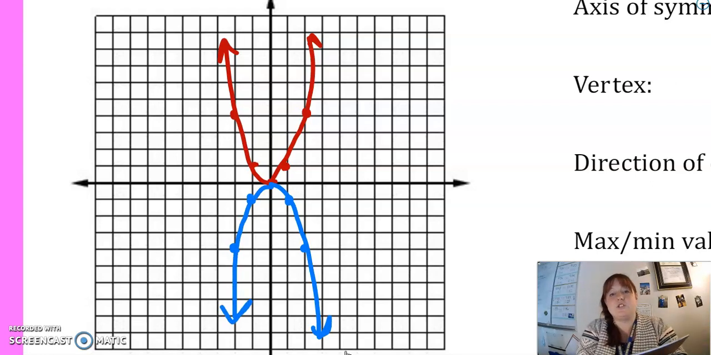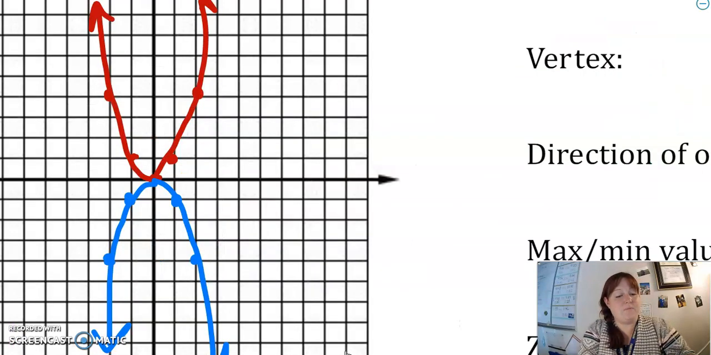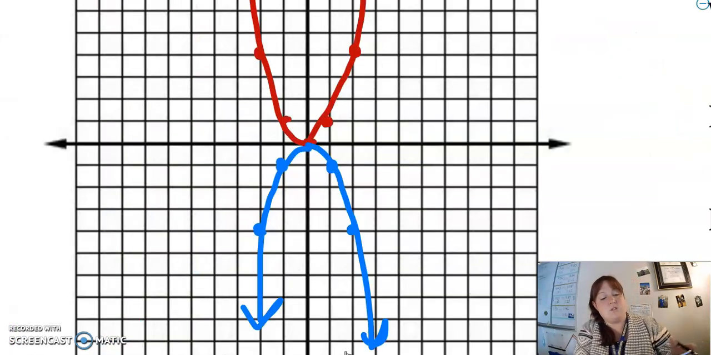So we didn't actually stretch or compress it. That negative just flipped it, okay? And then we're going to move left, what was it? Left 2 and up 1, okay? So we're going to move left 2, so that's going to go here, and then up 1, so that's going to go here.